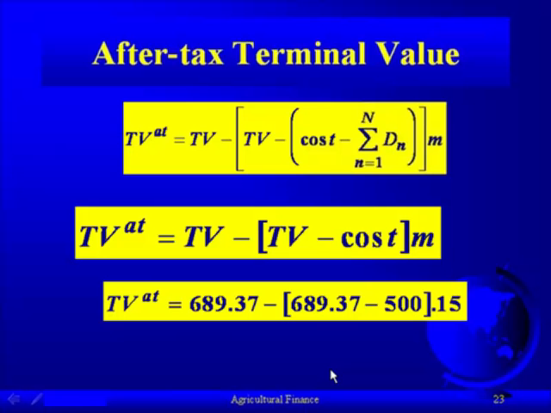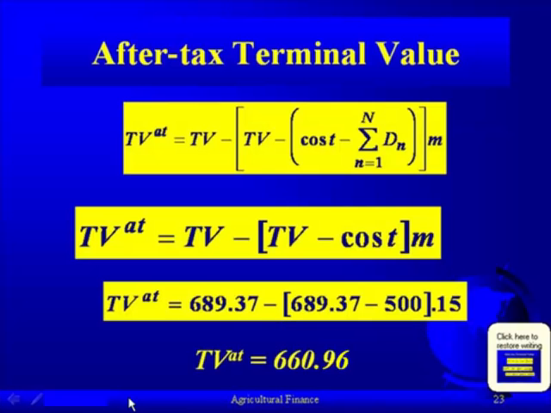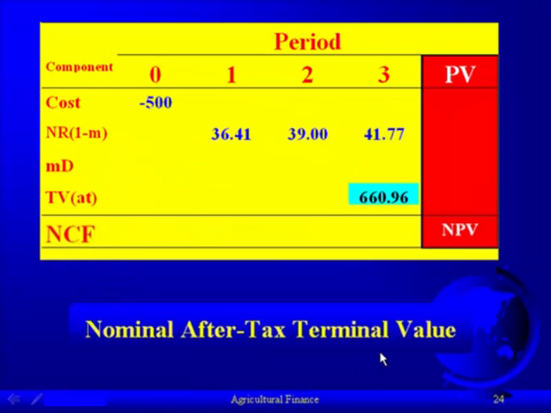We purchased it for $500, so you see that there's a taxable gain. Part of that is a real gain. Part of that is inflationary. So you have a combination of being taxed on real growth and wealth, and you're also having an inflationary tax. And our after-tax terminal value then becomes $660.96. After the farmer pays Uncle Sam the gain on that land, $660 is what remains. So we put that into our spreadsheet.